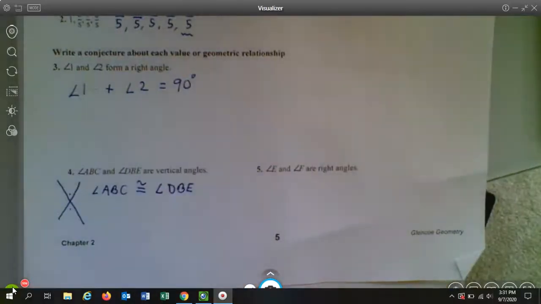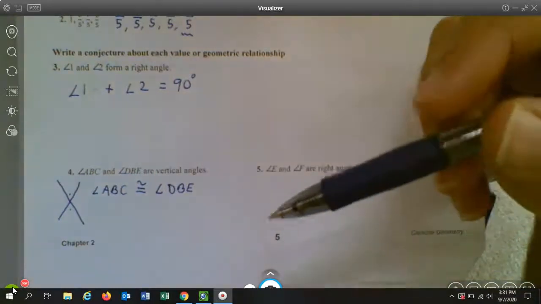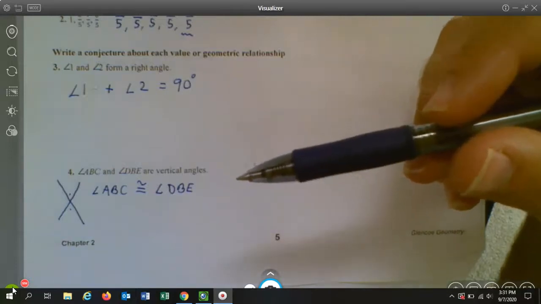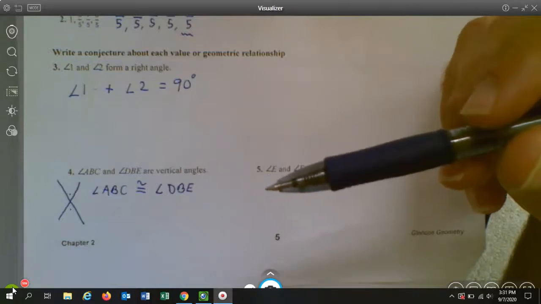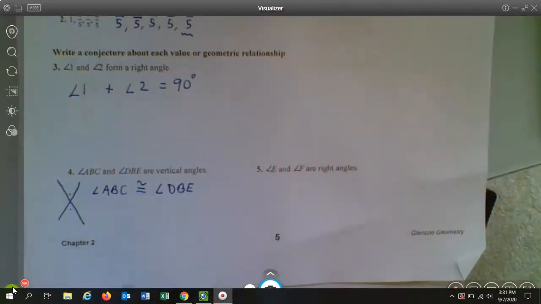All right, that's definitely a conjecture I would make based on the information that I've seen here. And again, remember, this is all based on previous knowledge, past experiences, or patterns that you've seen before. So if you think back to chapter 1, you would say, well, let's see, I learned in the past that vertical angles are congruent. So based on my past knowledge, I would make this conjecture right here.